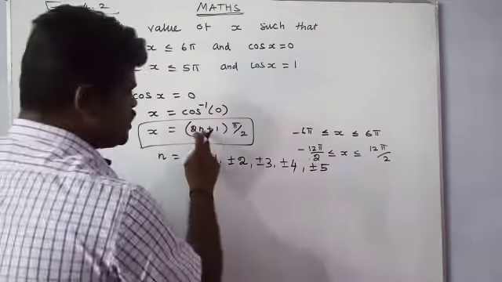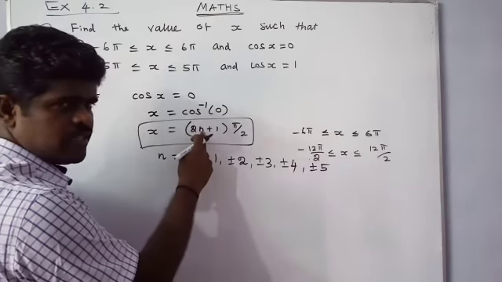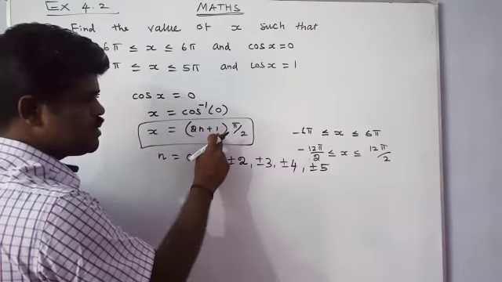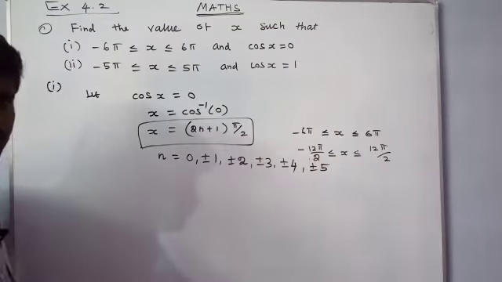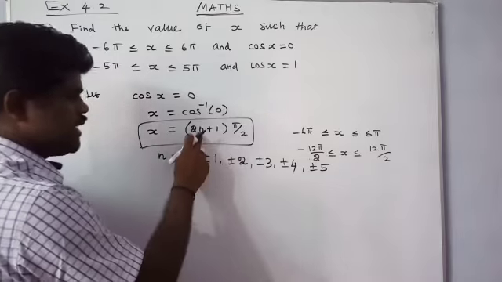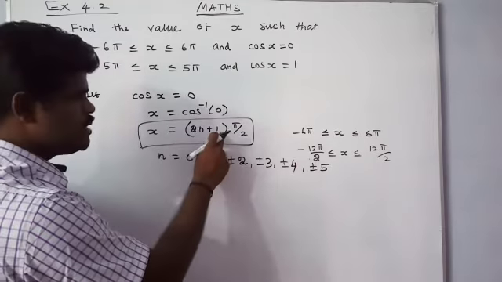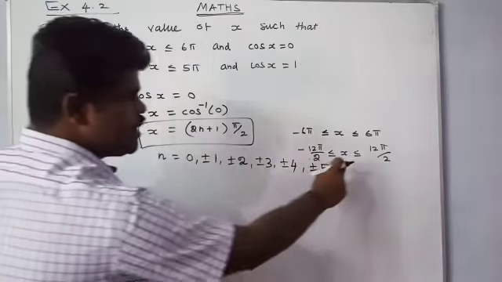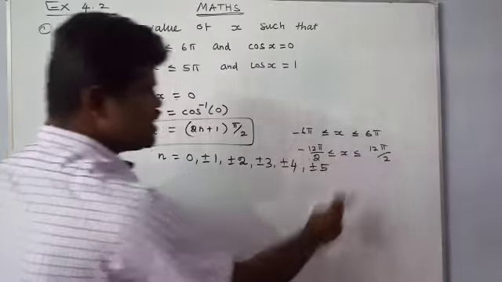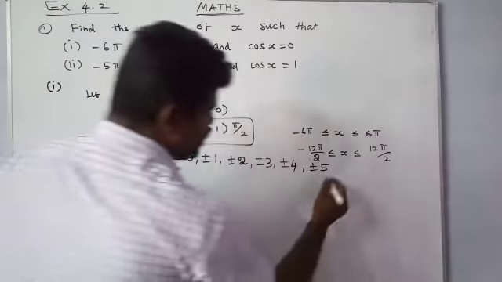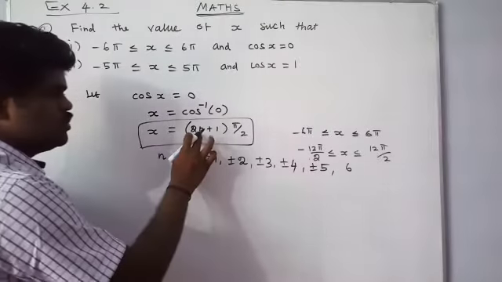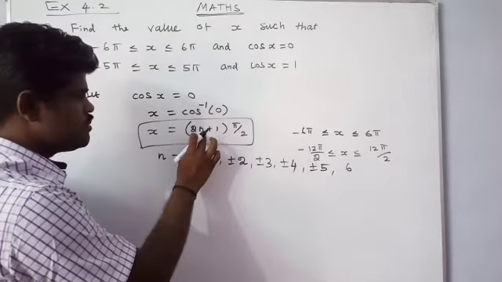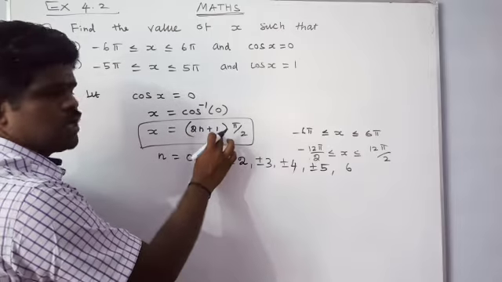First let us take plus 5. 5 2s are 10. 10 plus 1, 11 by 2. 11 by 2 lies between this value, and minus 5. Minus 5 into 2, minus 10. Minus 10 plus 1, minus 9 by 2. Minus 9 by 2 lies between this value, and comma, suppose plus 6 is there. We want to give plus 6. Plus 6 means 12. 12 plus 1, 13.